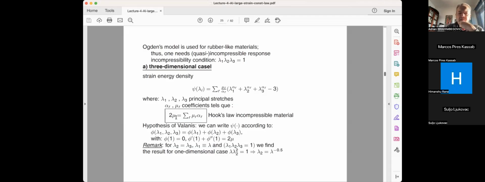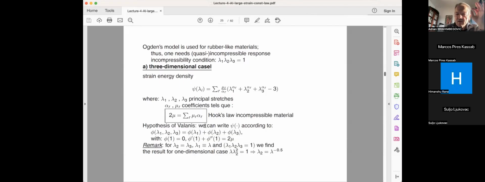There's Valanis who worked on that, and he introduced the hypothesis. The way of writing this is to consider the potential in the direction of the first stretch, the potential in the direction of the second stretch, and the potential in the direction of the third stretch. And then you can put it together. It's like saying the first will be lambda_1 to the alpha_r minus 1, then the second will be lambda_2 to the alpha_r minus 1, and then the third lambda_3 to the alpha_r minus 1. So altogether they will amount to this type of thing.